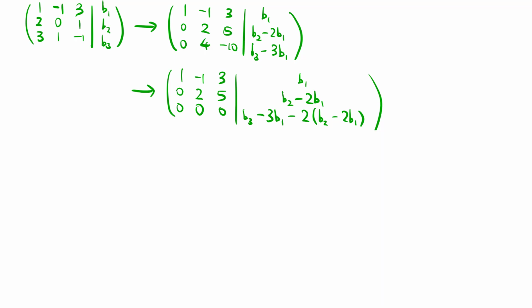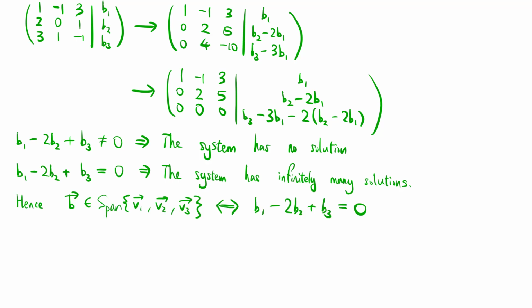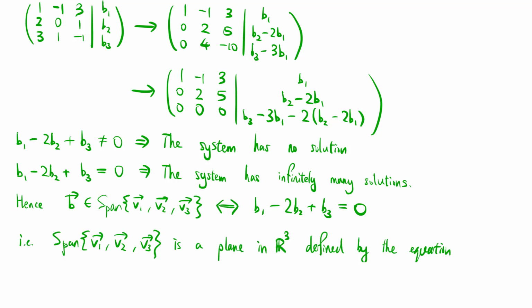Now the last entry is B1 minus 2B2 plus B3. If this entry is non-zero, then the system has no solution. If this entry is 0, that means that we have a 0 row, so the system has infinitely many solutions. Hence, B is in the span of V1, V2, V3 if and only if B1 minus 2B2 plus B3 equals 0. That is, the span of V1, V2, and V3 is a plane in R3 defined by the equation B1 minus 2B2 plus B3 equals 0.